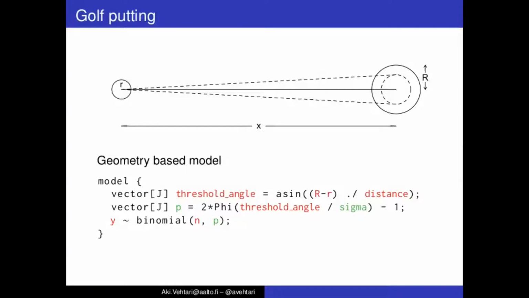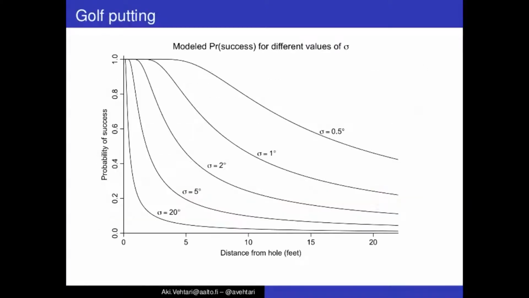Before looking at what we can learn from the data about the sigma, we can just look at how the sigma affects the probability at different distances. And you can see here, the higher lines are with smaller sigma and the lower lines with larger sigma, and so it seems that there's something useful in that shape.